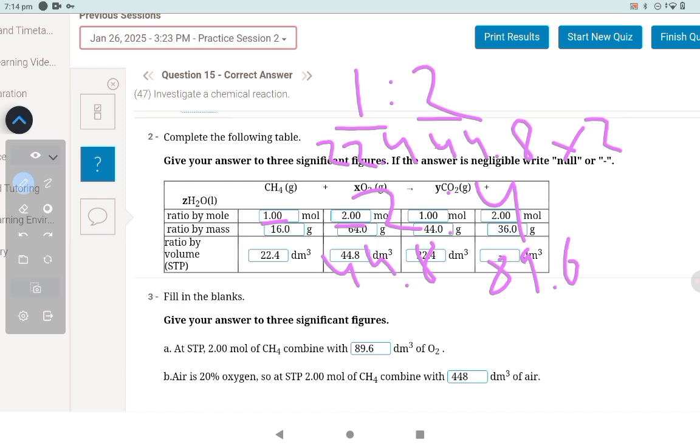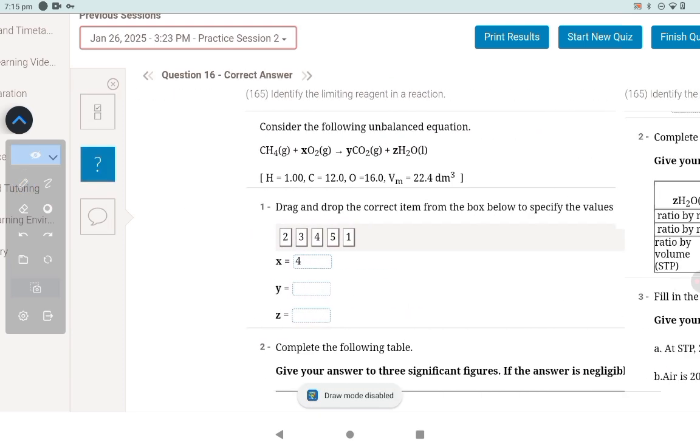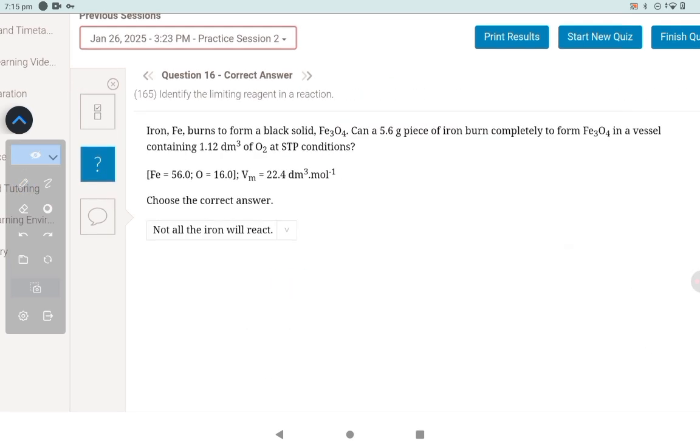And the last one is 20% oxygen. So at STP, 2 moles of CH4 combined with how much volume of air? Air is 20% oxygen. So you just multiply this by 5, because air is 20% oxygen. 89.6 times 5 gives you 448, to make it 100%. Okay, last one. Oh, not last one, sorry.